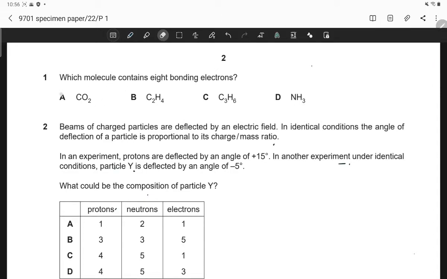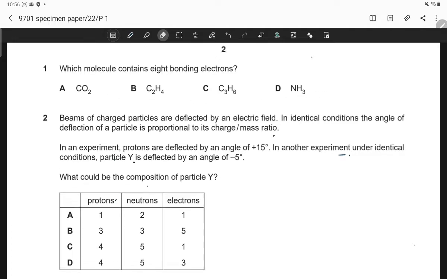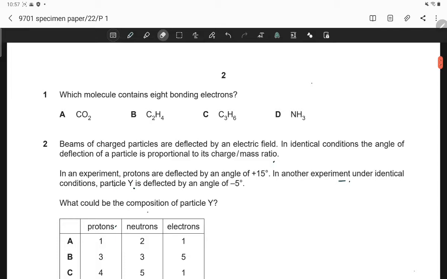Question number 1: which molecules contain 8 bonding electrons? First look at the options, whether ionic or covalent bond. All are covalent bonds, so just find out how many bonding electrons are there in each molecule.